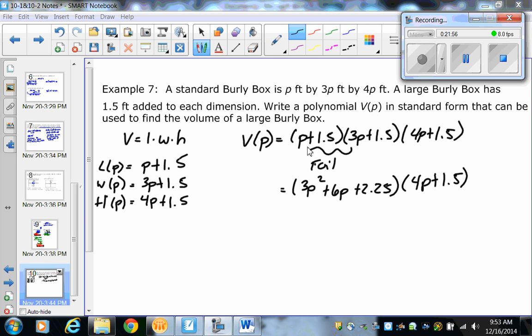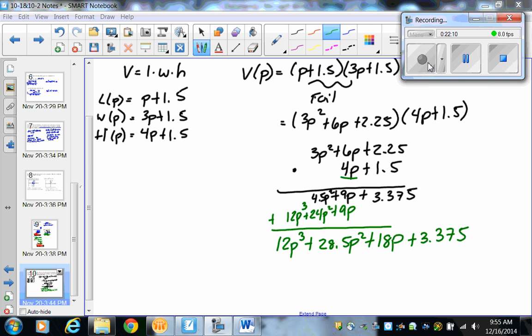So to begin, you should end up FOILing the first two together, which would give you the 3p squared plus 6p plus 2.25, and then you have to multiply that by the 4p plus 1.5. So if you set it up vertically and multiply everything through, your final answer should be 12p to the third plus 28.5p squared plus 18p plus 3.375.